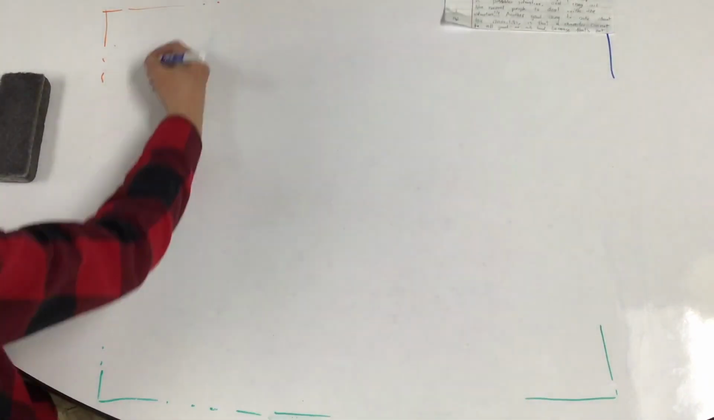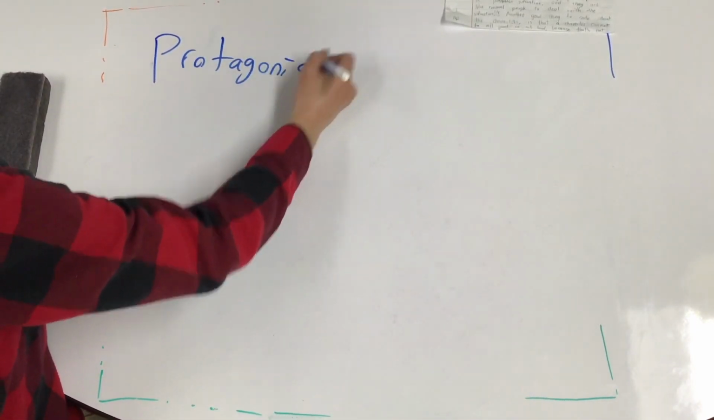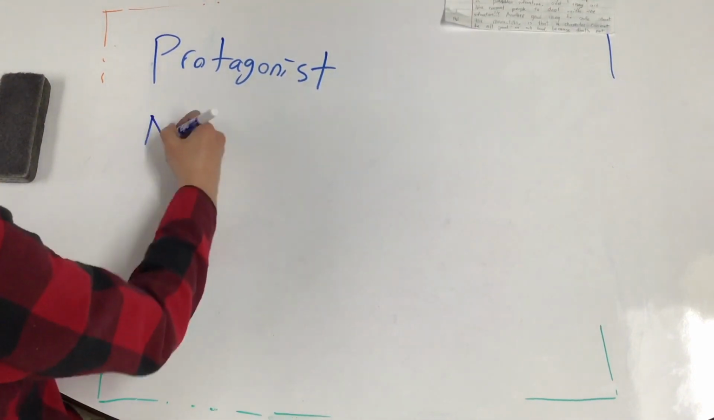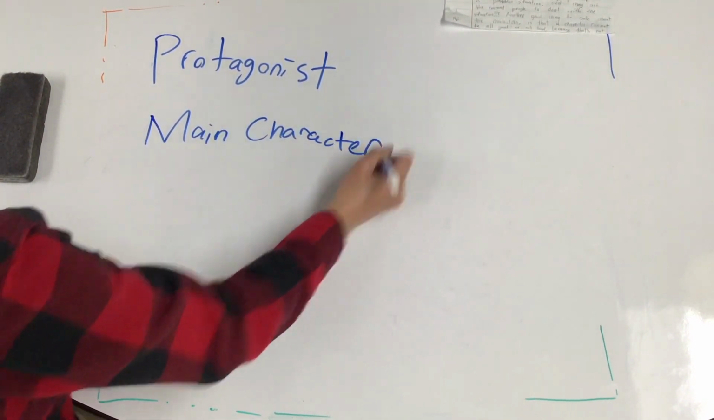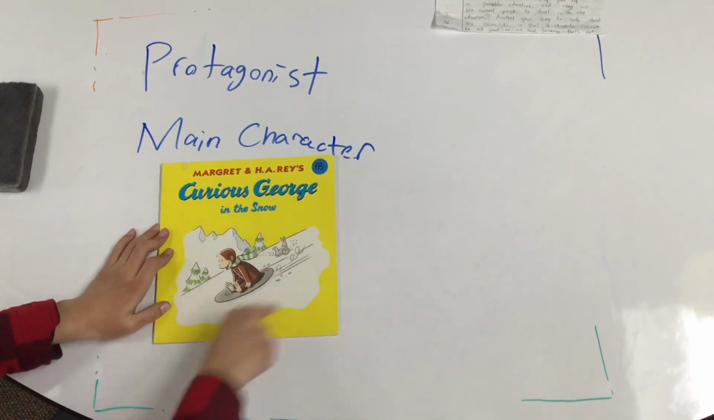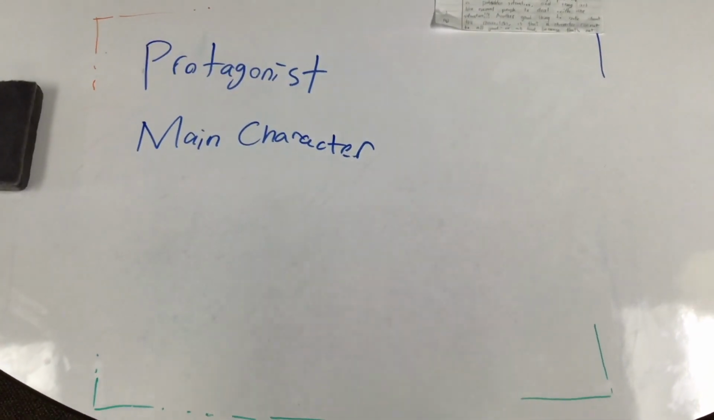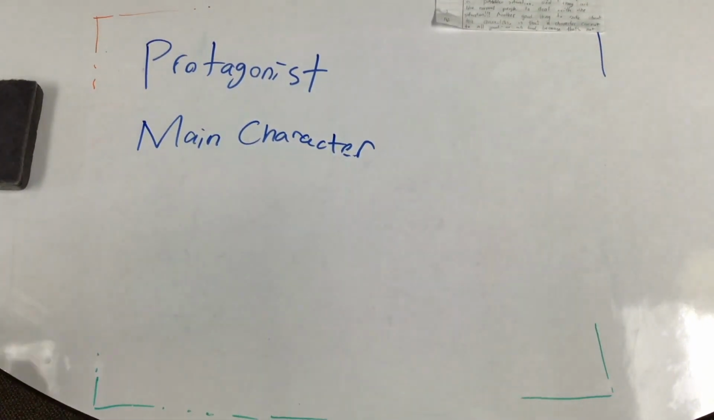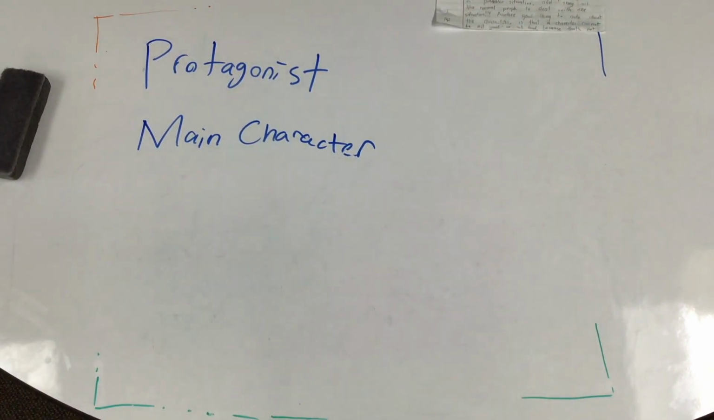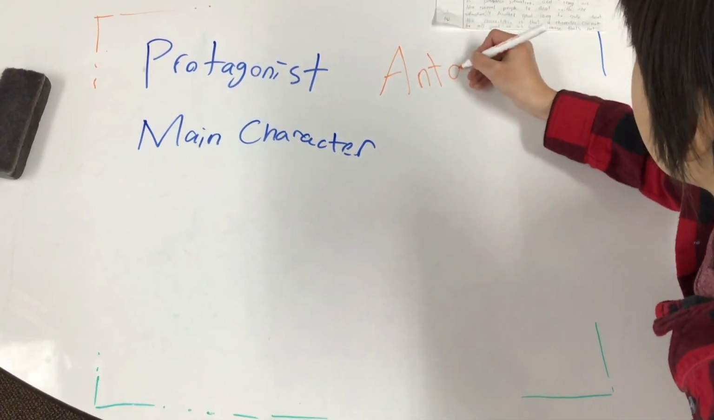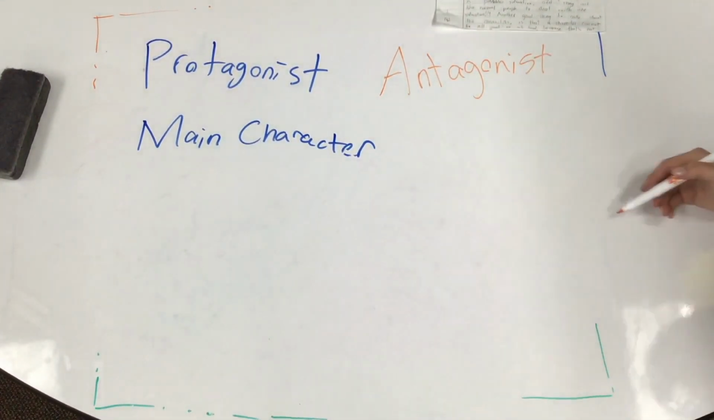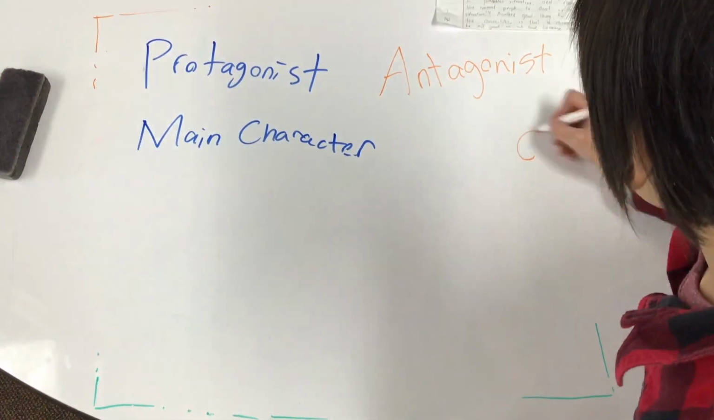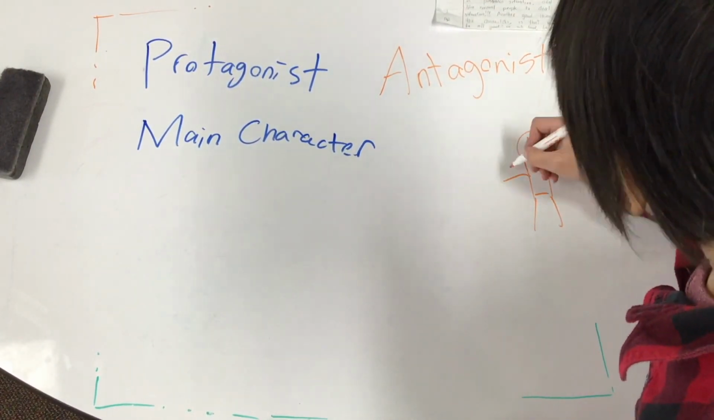Another thing is that there is usually a protagonist who is the main character. For example, in Curious George, George is the protagonist, he's the main character in that story and in that story too. And there is also an antagonist who is against the protagonist.